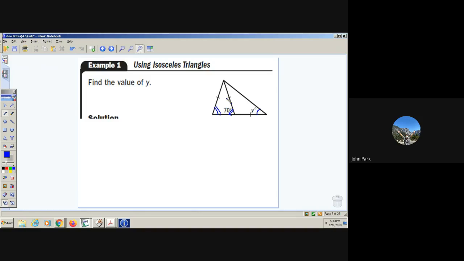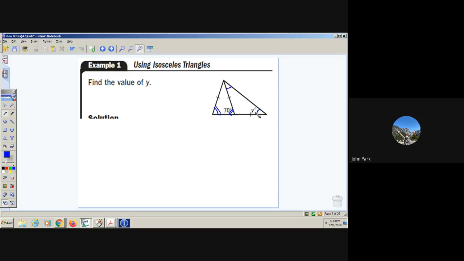Well, not only are these isosceles, but this is isosceles as well, right? So all three sides are congruent, but this is also another isosceles triangle. So that means this angle and that angle are going to be congruent. Now, that does not necessarily mean that it's going to be 70 degrees, right? Now, we know these two isosceles sides mean these two angles are congruent.